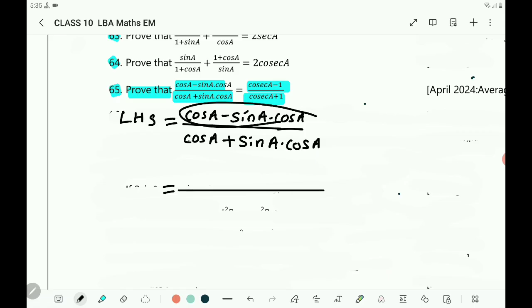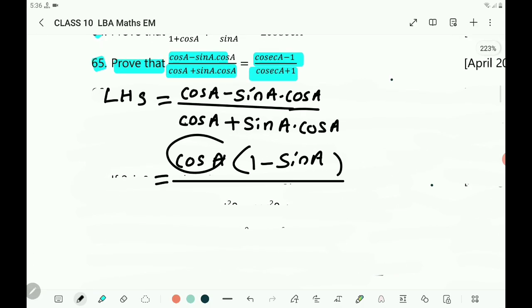in the numerator you can remove cos A as common. Write that outside the bracket. In the bracket, here what is remaining? In the first term 1 is remaining. 1 minus, here sin A is remaining. If you remove cos A outside, in the bracket what you are going to get? 1 minus sin A. Next, out of these two, cos A is again common. Remove that outside. In the bracket what is remaining? Here 1 plus sin A is remaining.